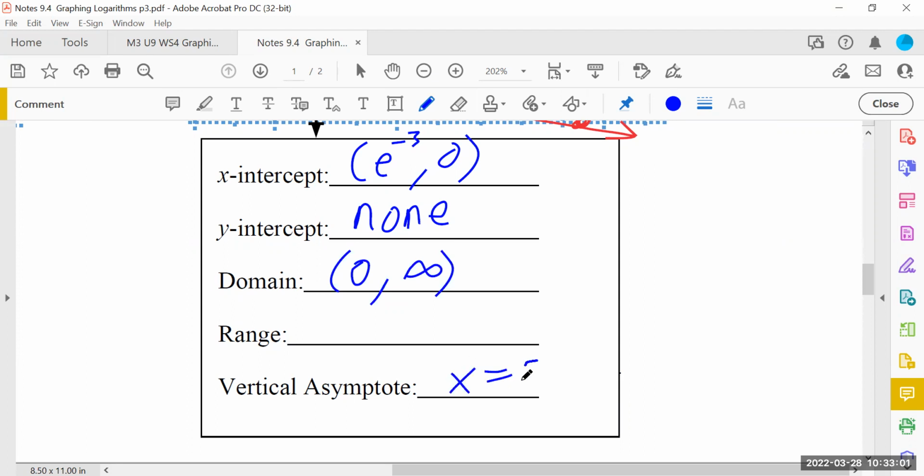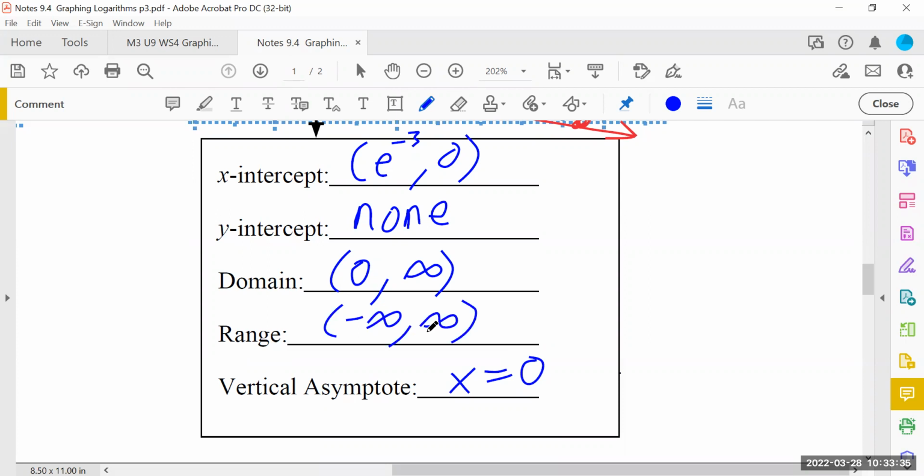We did have someone ask last period, why does the 0 on my domain not get a bracket? Remember, if that's an asymptote, I never actually get to it. Does that make sense to everybody? If you try to put the log or natural log of 0 into your calculator, it will give you an error. There is no log of 0. So again, no bracket there because we don't have any points on the actual 0 value. Range, though, is the same as it always is, -∞ to infinity.